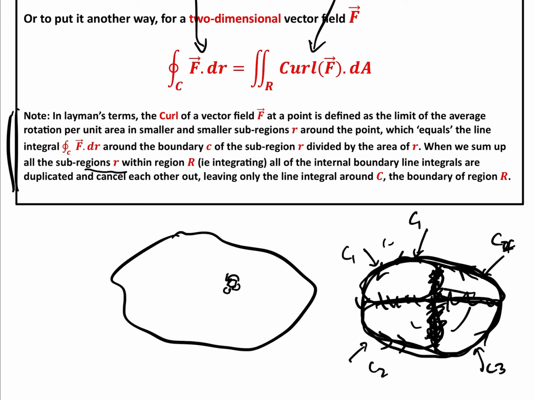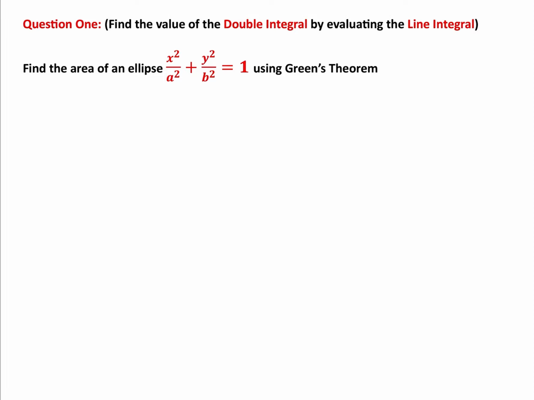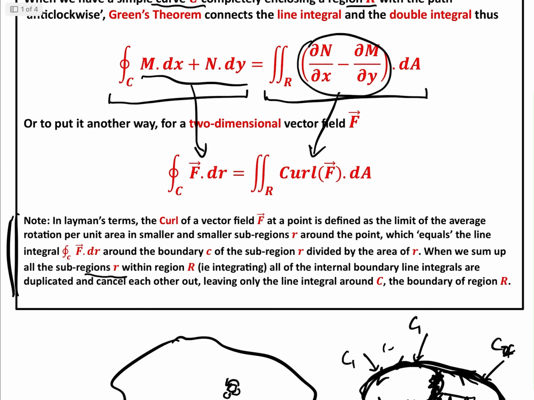Okay, now there are three types of questions, so let's get on with them. So here's the first one. What we're doing here is we're going to find the value of a double integral by evaluating the line integral, and the question they always ask is basically to find the area either of an ellipse or a circle using Green's theorem.